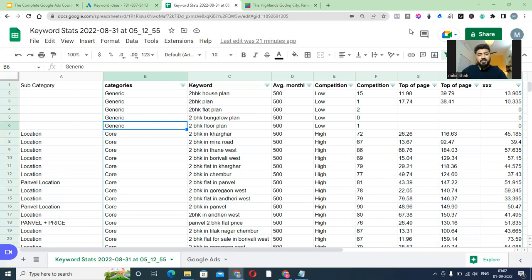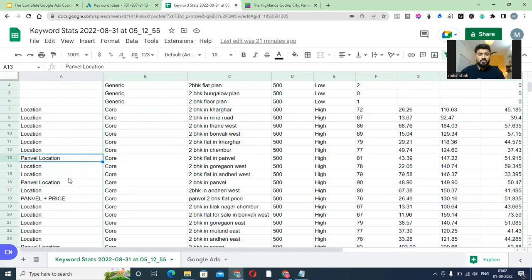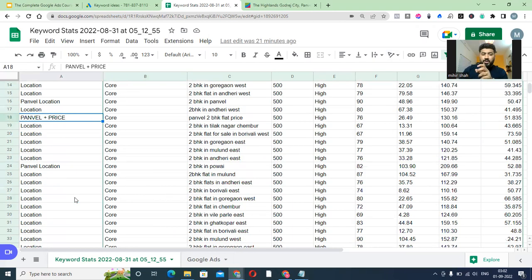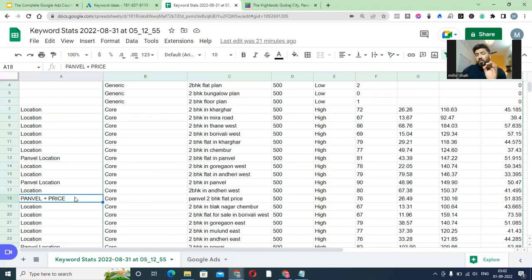So on the left of the screen, if you can see, when we had 2 BHK Kharghar, Mira Road, Thane, we created a subcategory for location. When we saw that people are talking about Panvel in itself, we created a subcategory for Panvel location. We created a subcategory for price in a Panvel location. So for your keywords, you have to find these subcategories. This can be the actual thing that a person is looking for. To again brush up on this particular thing.